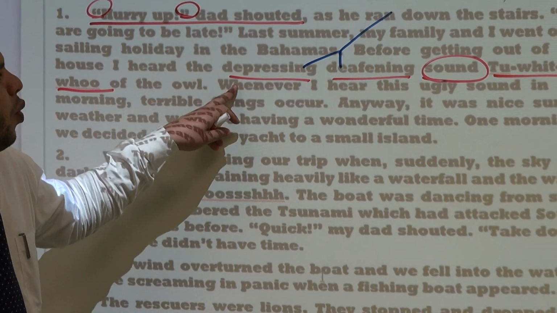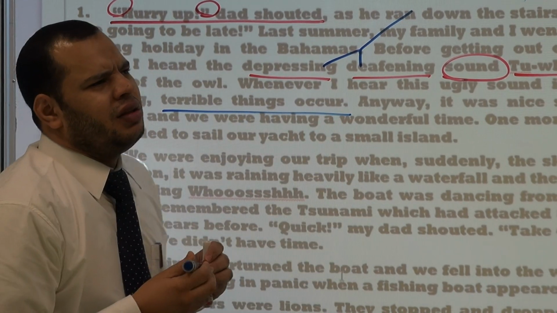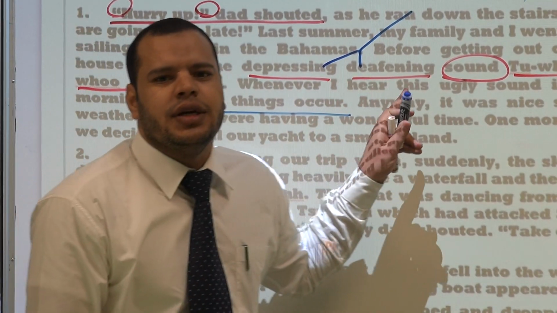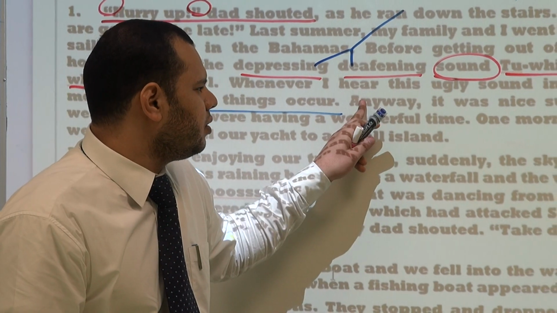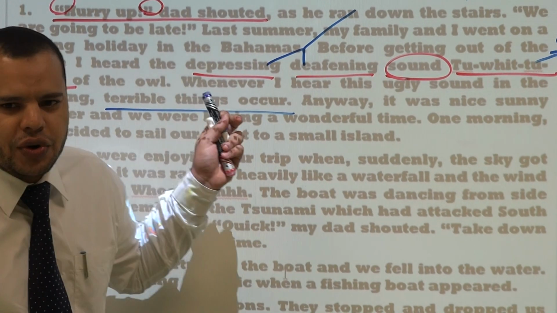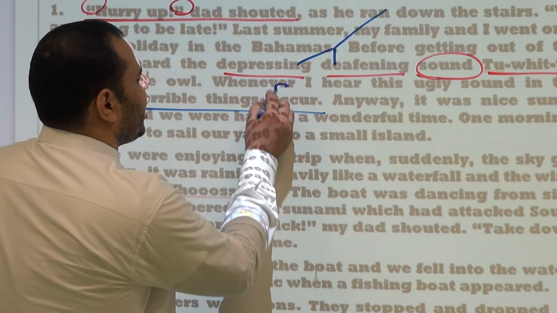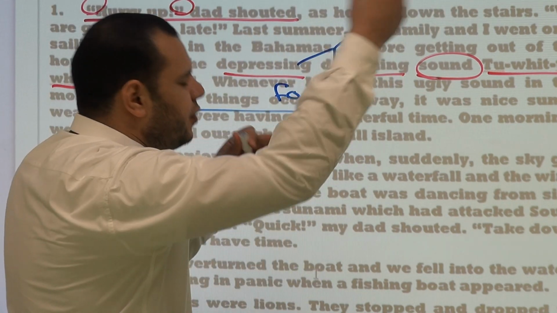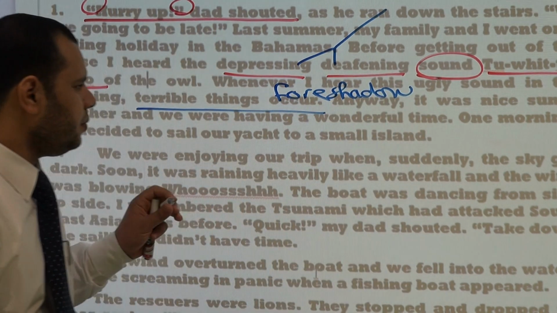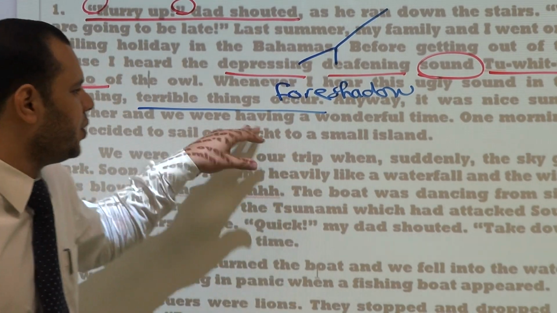Okay. Whenever I hear this ugly sound in the morning, terrible things occur. What do you predict will happen if you heard this sentence? Yes, something terrible is gonna happen, so it gave you hints. Okay, when an event at the beginning of the story gives you hints about what will happen later, we call it foreshadow. Fore means in the future, in front, and shadow. Okay. What is the effect of foreshadow? It gives hints about what will happen later in the story.